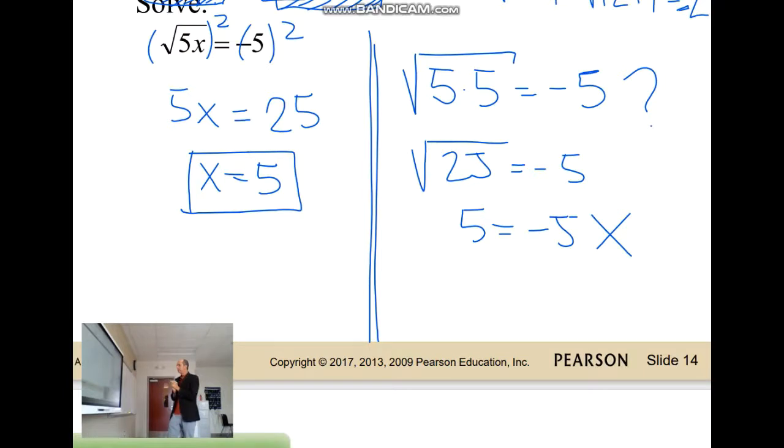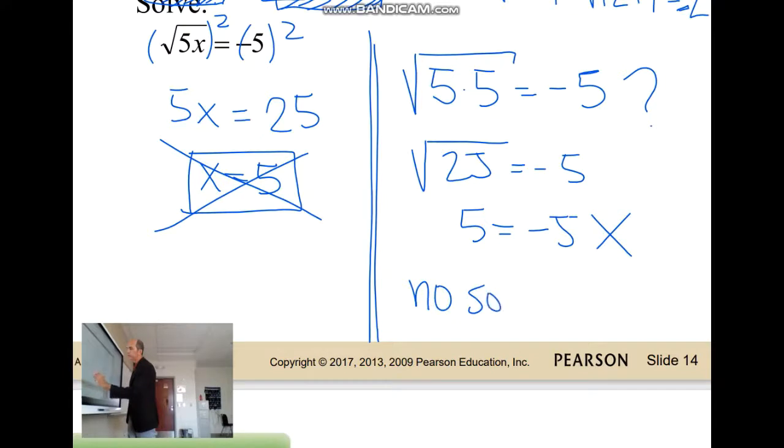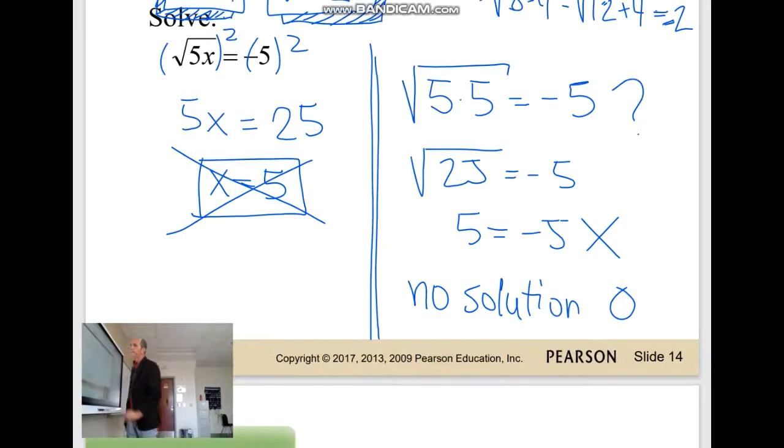That means the left side of the equation is asking for the principal square root. That means this is not a solution. This is not a good solution. This equation will actually have no solution. The solution is an empty set.